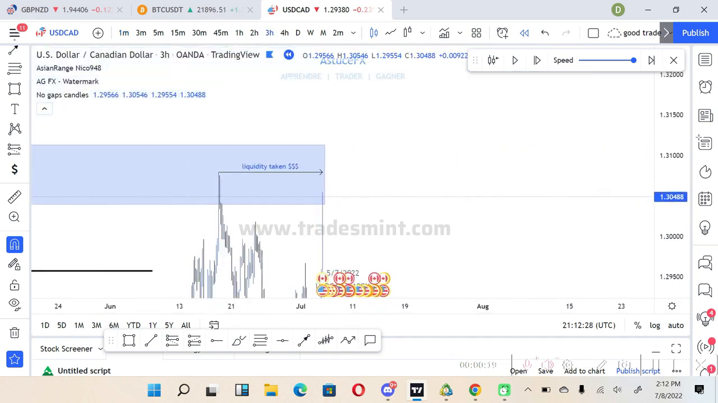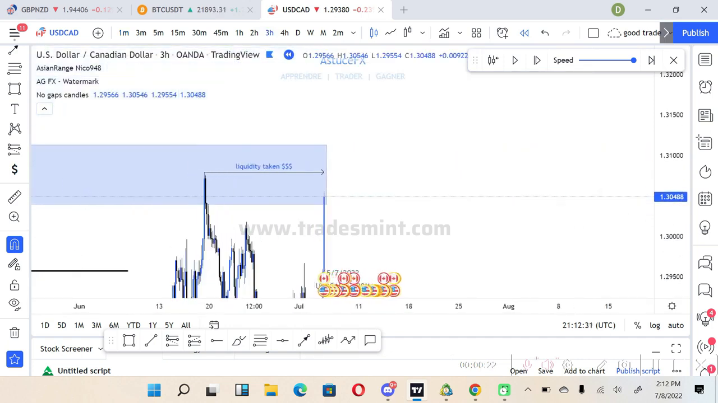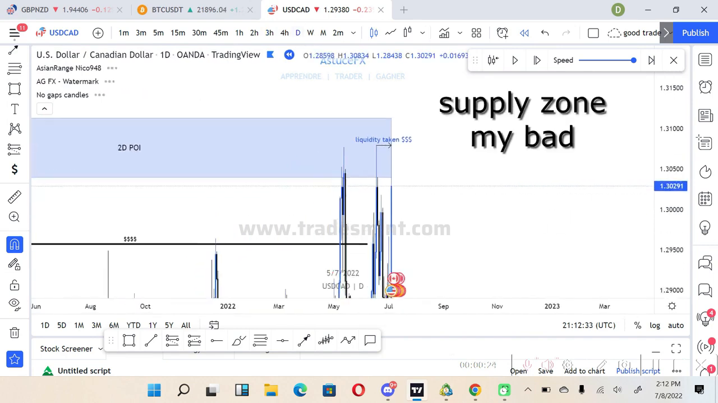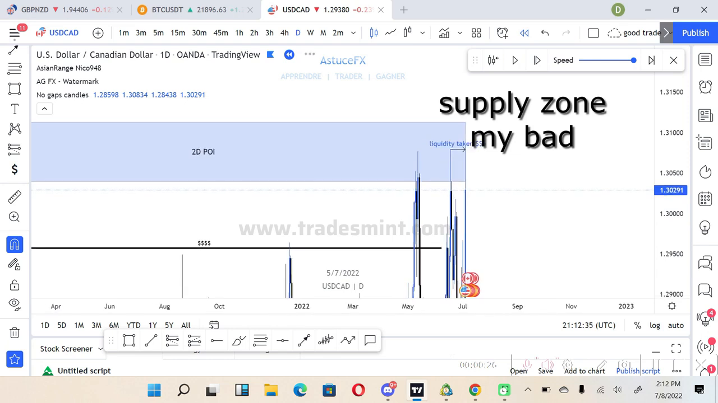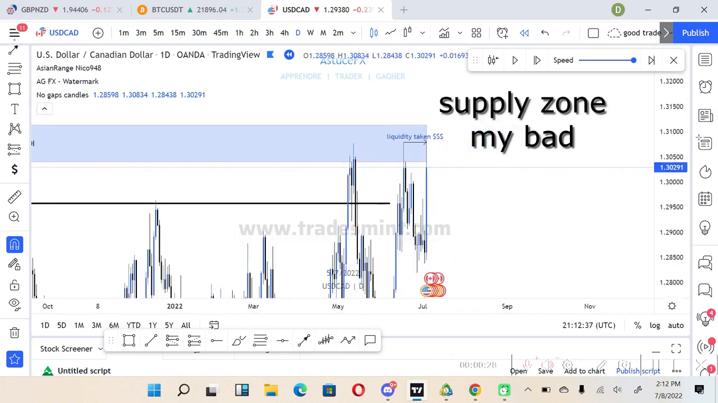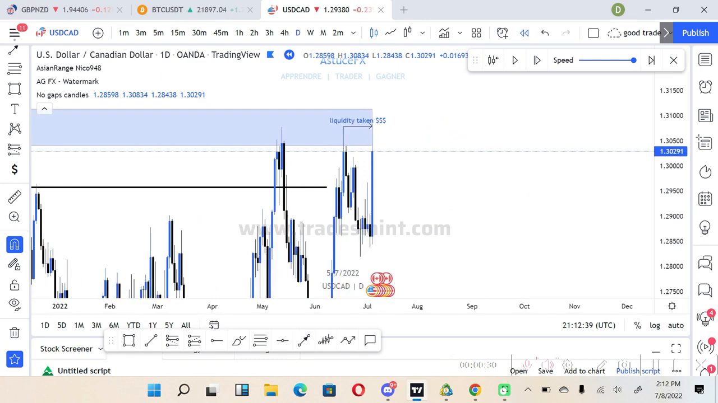Actually, we are in a demand zone. I think it was a daily demand zone or a 2 days. Yeah, it was a 2 days demand zone. So I'll try to backtest how I can take the sell from the actual price right now.